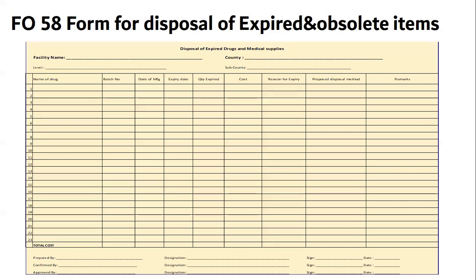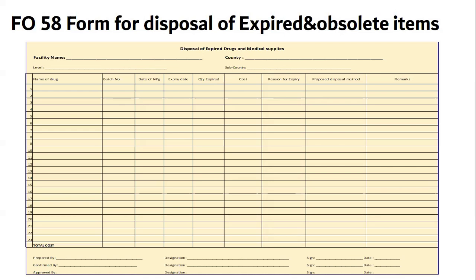F458, form for disposal of expired and obsolete commodities. You fill this when you actually have expired drugs within the facility, which ideally we should not have, but somehow happens for one reason or another. So you just note down the facility name and county. In this case, it's Mombasa, one of the 6 sub-counties, and the level of the facility.